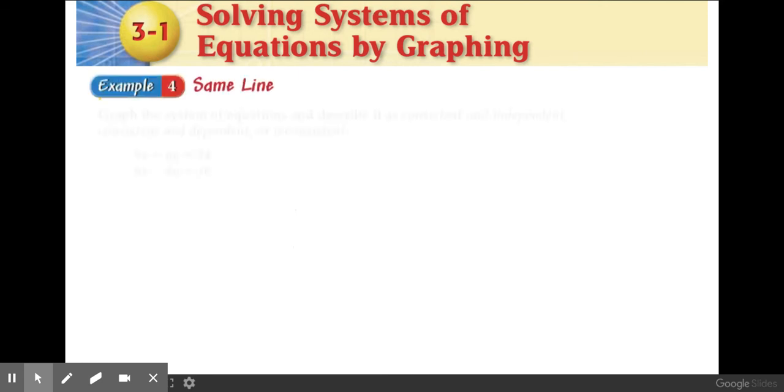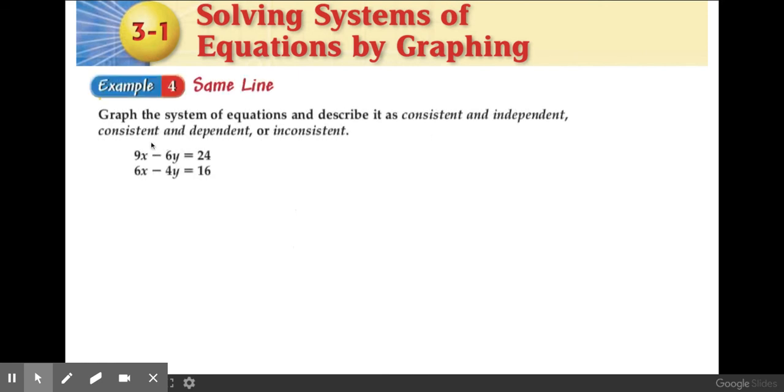Let's look at another example. So here's an example where I have a system of equations. It says graph the system of equations and describe it as consistent and independent, consistent and dependent, or inconsistent. So again, same thing. I'm going to take the first equation and solve it for y so I can put it in slope-intercept form, and I get this. Subtract 9x from both sides, divide both sides by negative 6. And then take the second equation. I would subtract 6x from both sides and divide both sides by negative 4. It gives me this equation. So now I have my two equations.